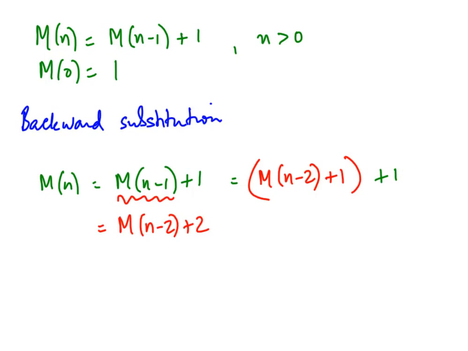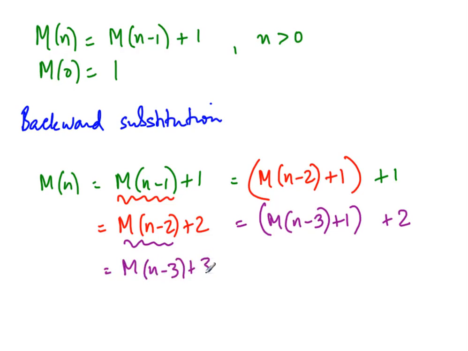Now by the same logic you can expand M of n minus 2, and you can say this is M of n minus 3 plus 1, plus the 2 outside, of course. And so now I get M of n minus 3 plus 3. Once you've expanded it a few times, you begin to see a pattern. What you're subtracting from n is going up, and what you're adding outside is also going up. You can show this formally, but we won't. So after some steps you'll have M of n minus i plus i.